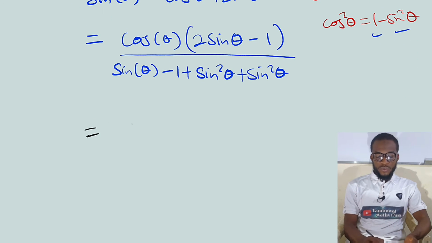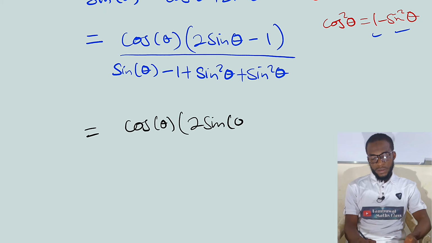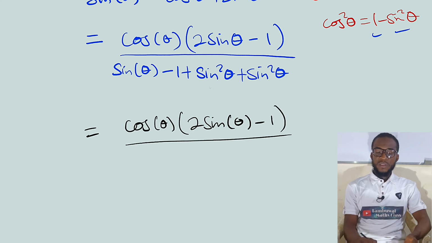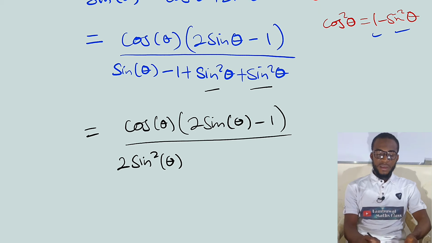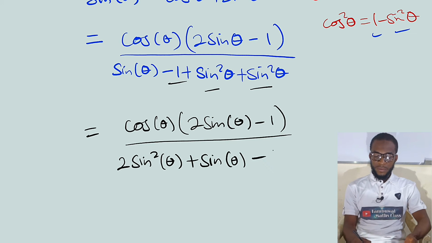This is equal to cos theta multiplied by 2 sine theta minus 1. To the bottom, you can see we have sine squared theta, another sine squared theta, making 2 sine squared theta. So let me write it here, 2 sine squared theta. Then we have another sine theta here, plus sine theta, and lastly we have minus 1.